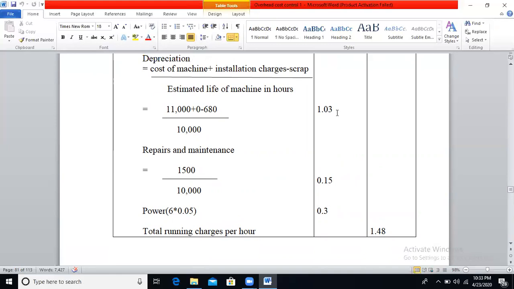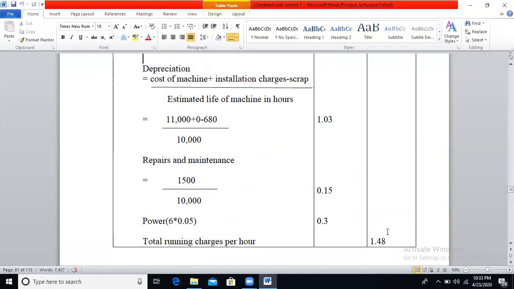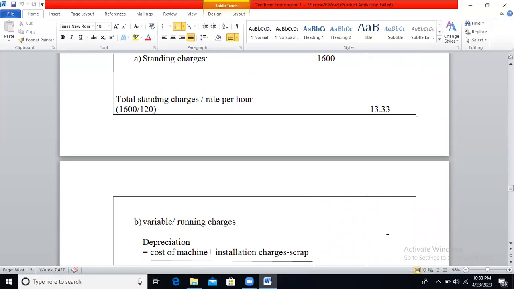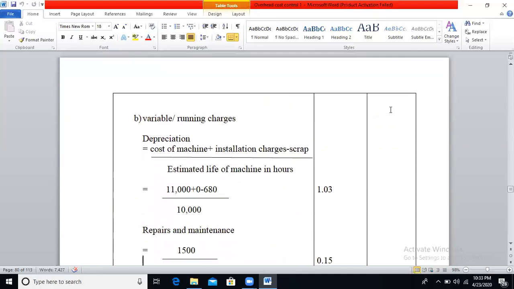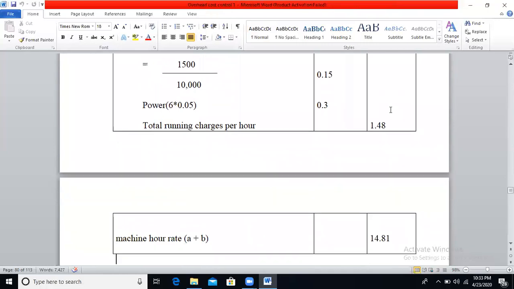So of rate per hour, 1.03 plus 0.15 plus 0.3. If you have calculated the total of these three, you will get total of variable expenses 1.48. So if you add 1.48, that is total of variable expenses, plus 13.33, that is total of standing charges, you will get machine hour rate. So machine hour rate is the total of A plus B. 13.33 plus 1.48, if you have calculated, you will get 14.81 as the total machine hour rate.